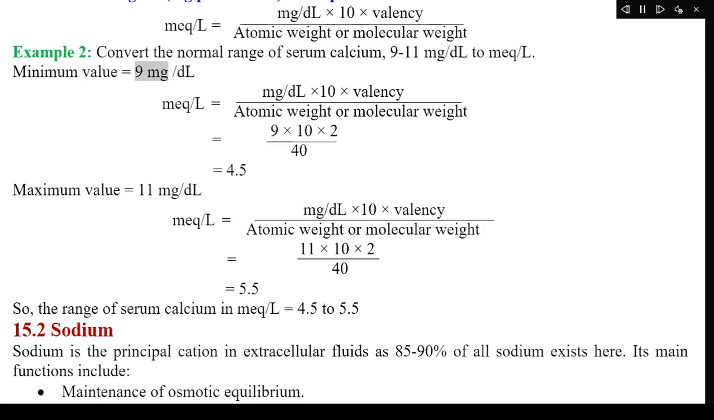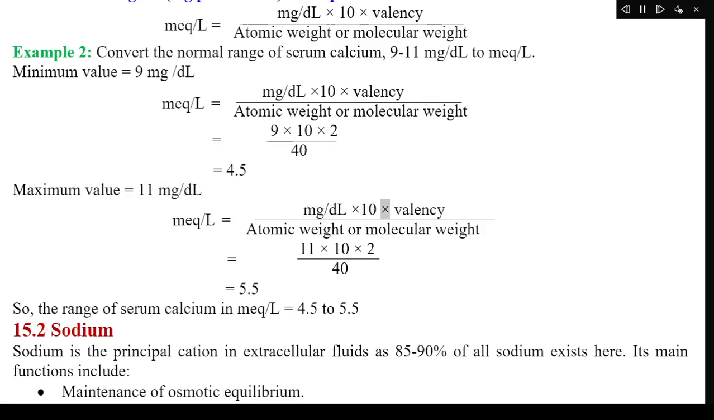Minimum value equals 9 mg/dl. Milligram per deciliter times 10 times valency, divided by atomic weight or molecular weight: 9 times 10 times 2, divided by 40, equals 4.5.